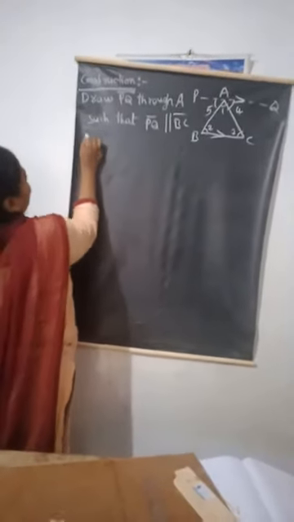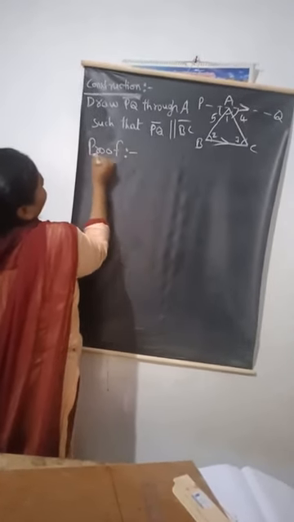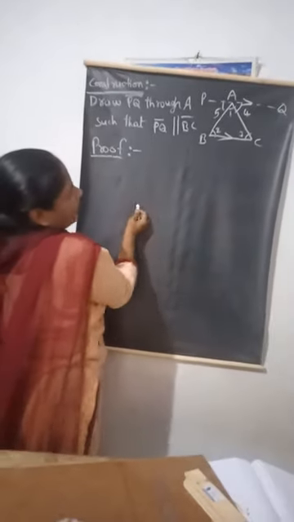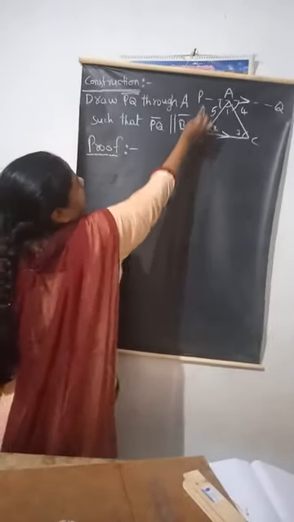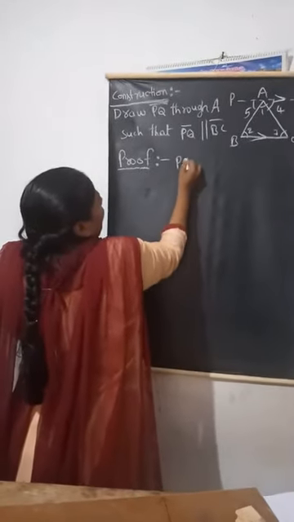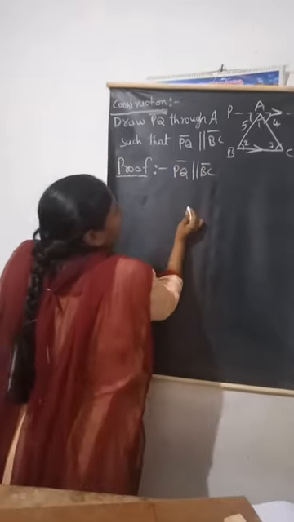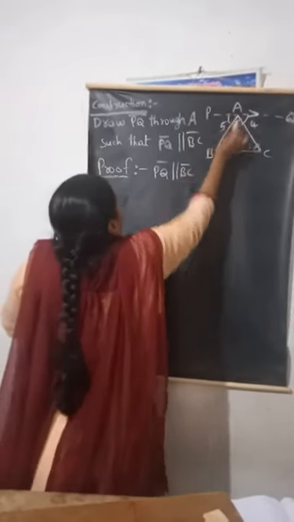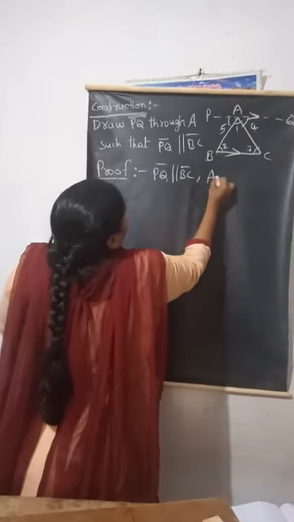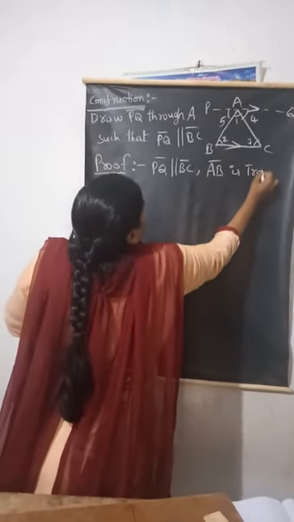Next, proof. This is the important part of this theorem. Listen carefully. PQ and BC are parallel lines, PQ is parallel to BC, and AB is a transversal.